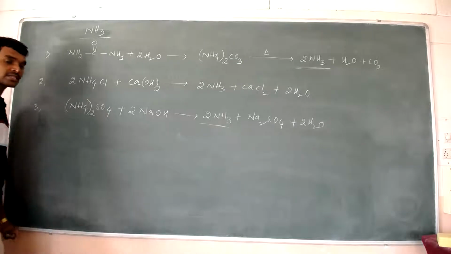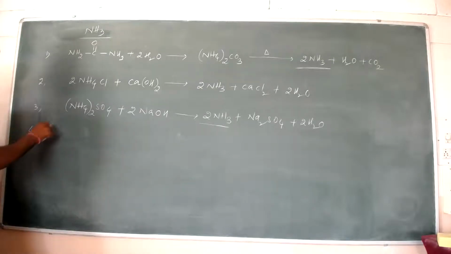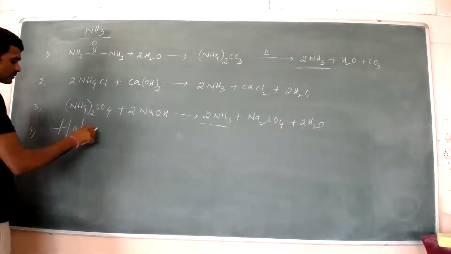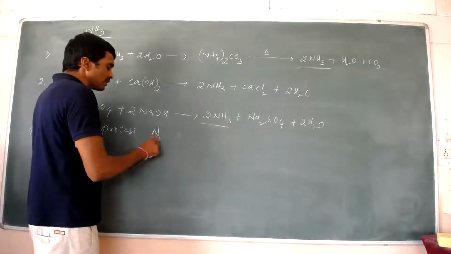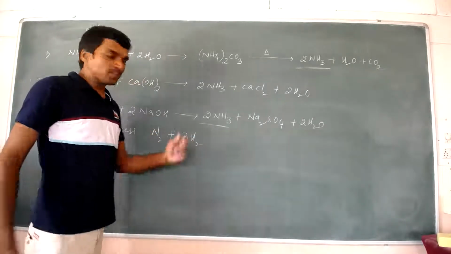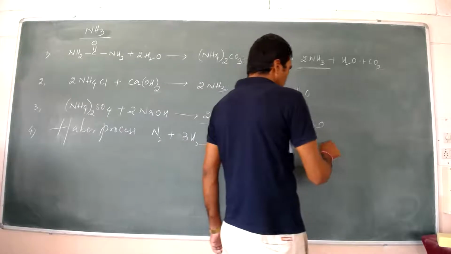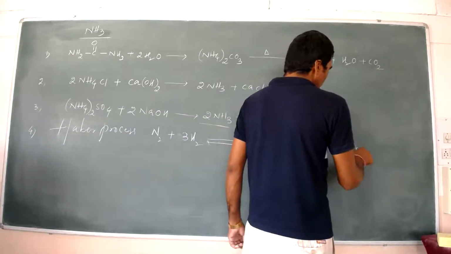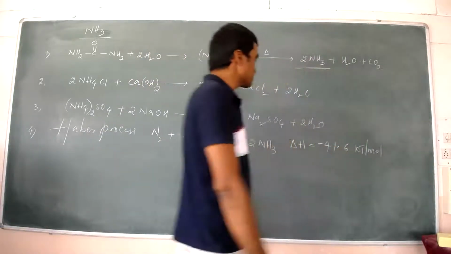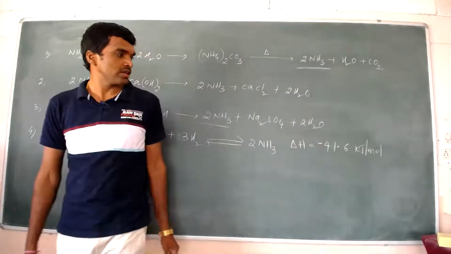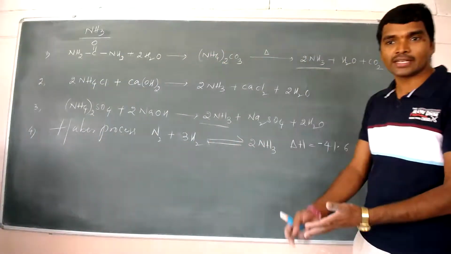At the industrial level, how do they prepare it? By the Haber process. The fourth one: preparation of ammonia by the Haber process. N2 plus 3H2 in equilibrium gives 2 moles of NH3. The delta H is equal to minus 41.6 kilojoule, meaning heat is released. This reaction is exothermic. In this reaction, some amount of heat is released.